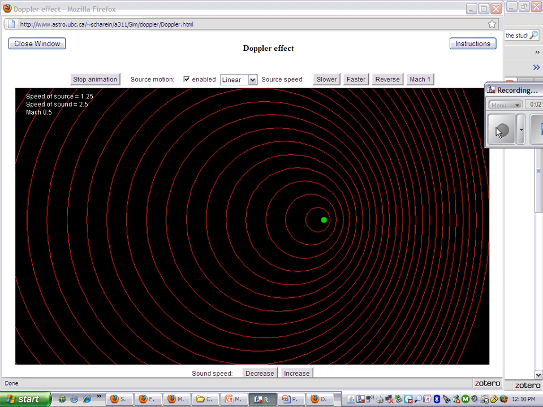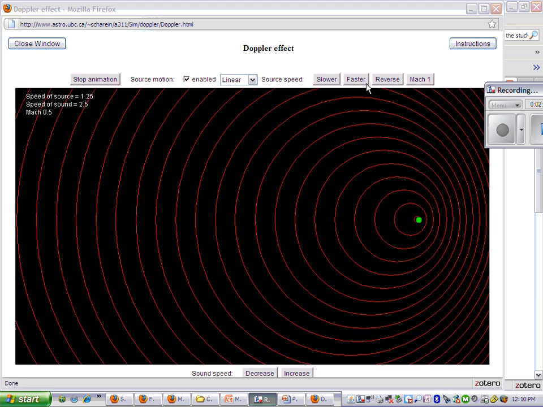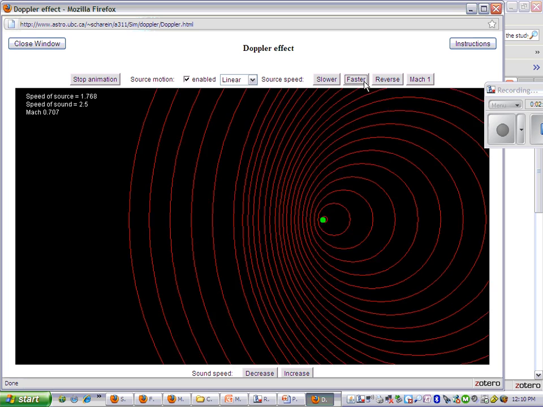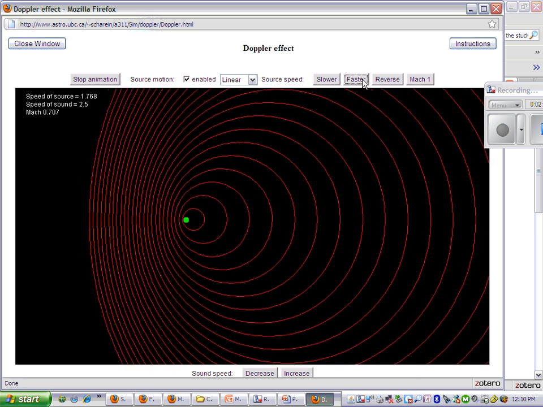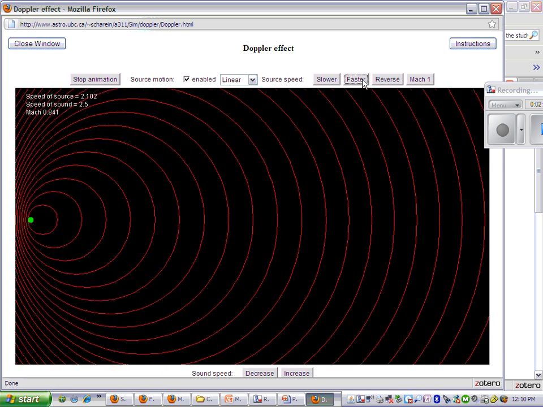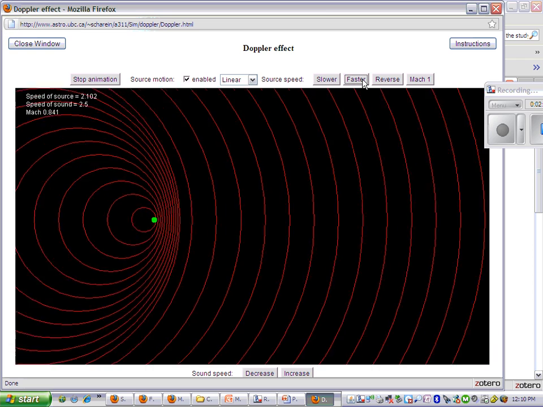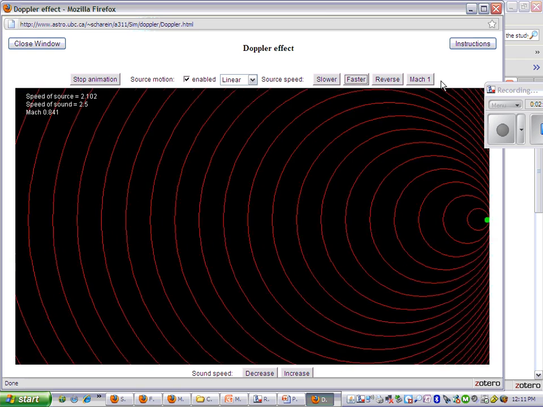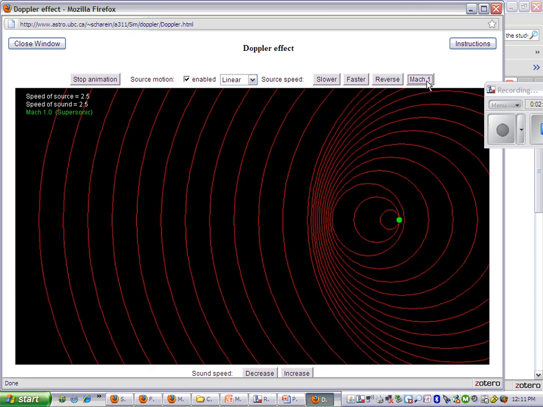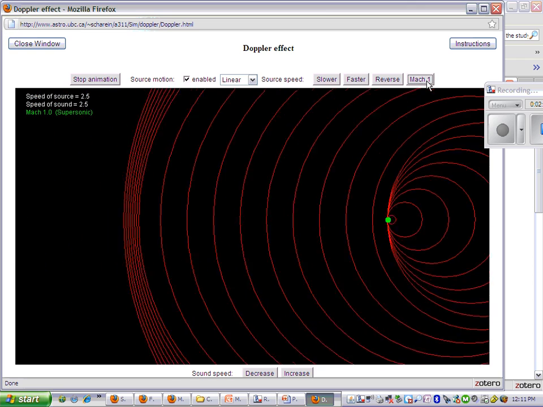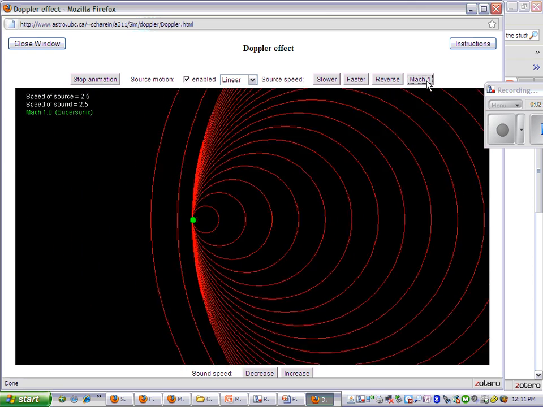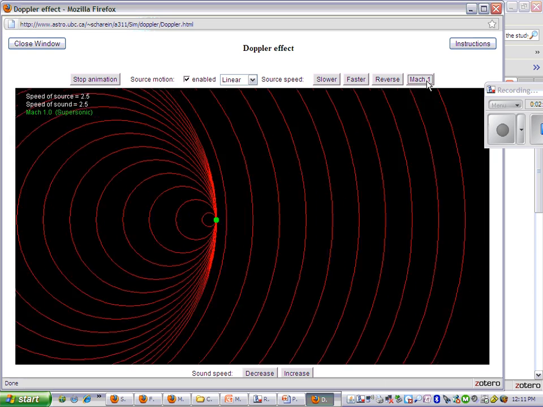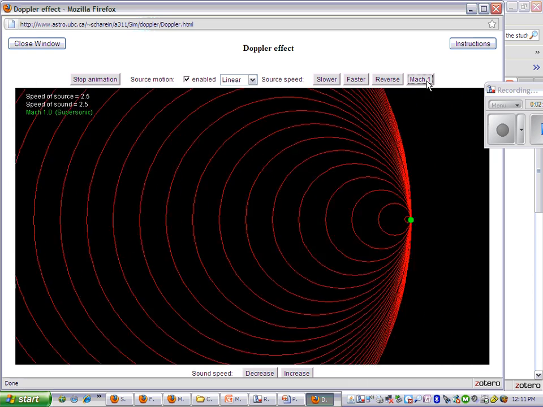Now, if this object goes faster, you see that those waves get crunched in even more. So I'm having it go faster. And now we can start seeing what a sonic boom will do if you go Mach 1. If you go the speed of sound, you'll see that bright red spot. Now all those sound waves are together at one spot.